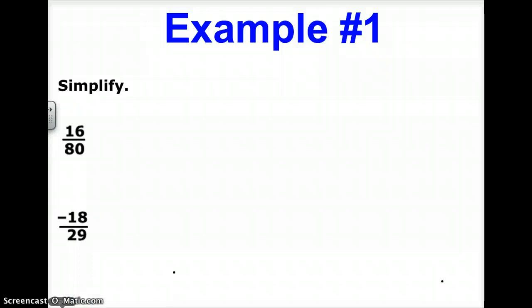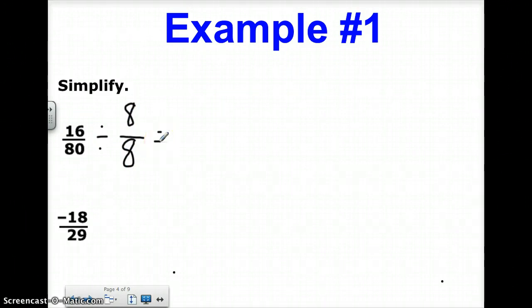Our first fraction that we are going to simplify is 16 over 80. Think to yourself, what number can divide evenly into both 16 and 80? Many of you may start by thinking small, like 2, or maybe you see 4. I see the big numbers. I can see that 8 will divide evenly into both 16 and 80. So that's where I'm going to start. I'm going to divide both the numerator and the denominator by 8. Now when I do that, I get an answer of 2/10.